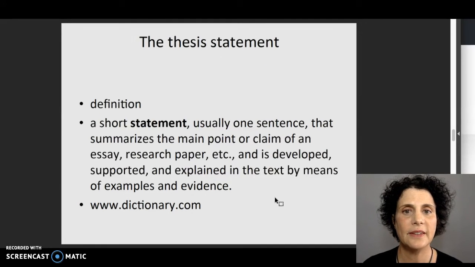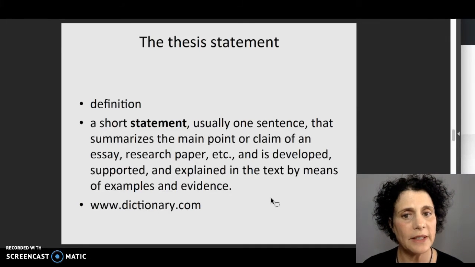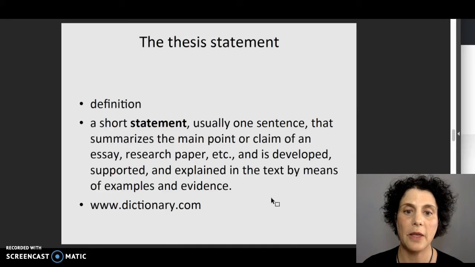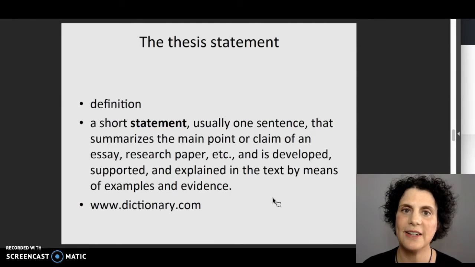The thesis statement. Definition: a short statement, usually one sentence, that summarizes the main point or claim of an essay, research paper, etc., and is developed, supported, and explained in the text by means of examples and evidence. From www.dictionary.com.